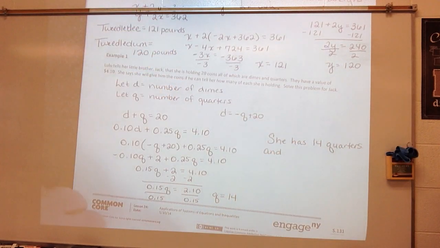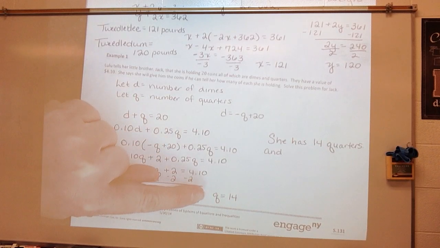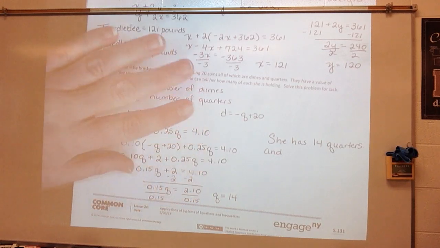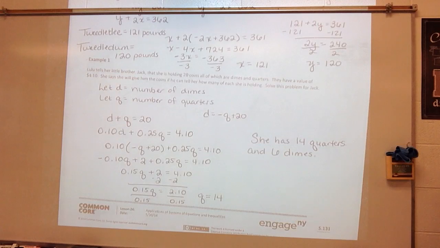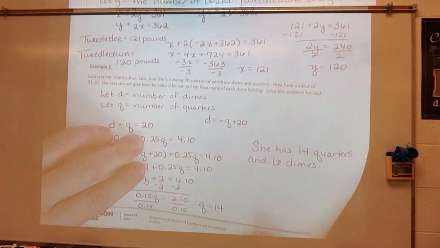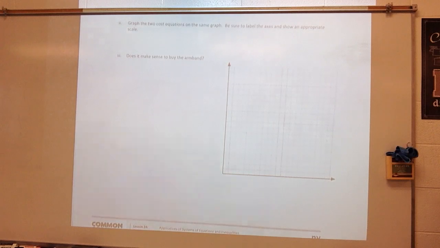Alright, now, I don't even have to go back and plug this in, because if she has a total of 20 coins and 14 of them are quarters, how many dimes does she have? She has 6 dimes. And there's her answer. Alright. Put that over there. Okay, let's look at our exploratory challenge.